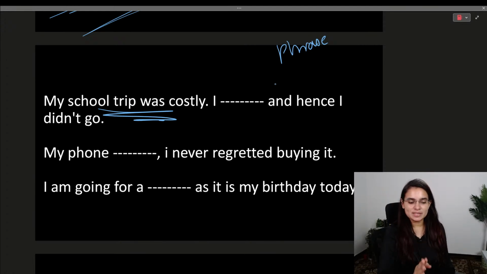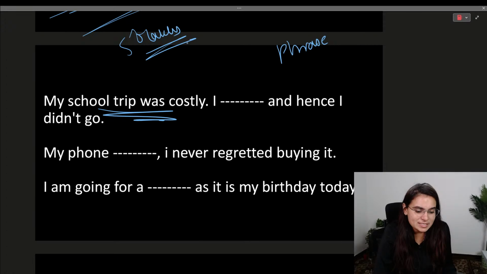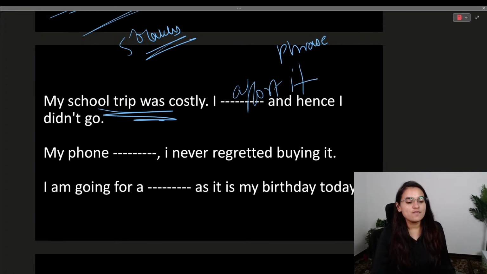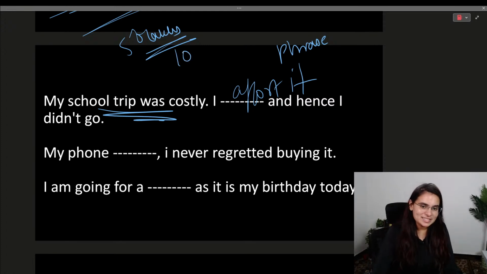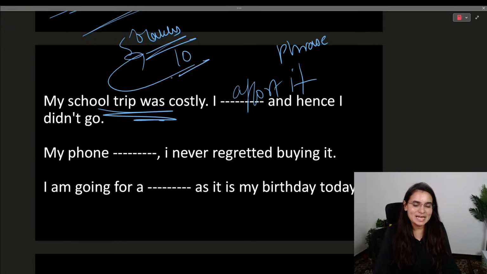You want to buy something, but that item is very costly. You know, there is a car of 50 lakh rupees. I want to buy it, but I cannot buy it because I cannot afford it. My budget is 10 lakhs and I'm dreaming of buying a 50 lakhs car. That means I cannot afford it.